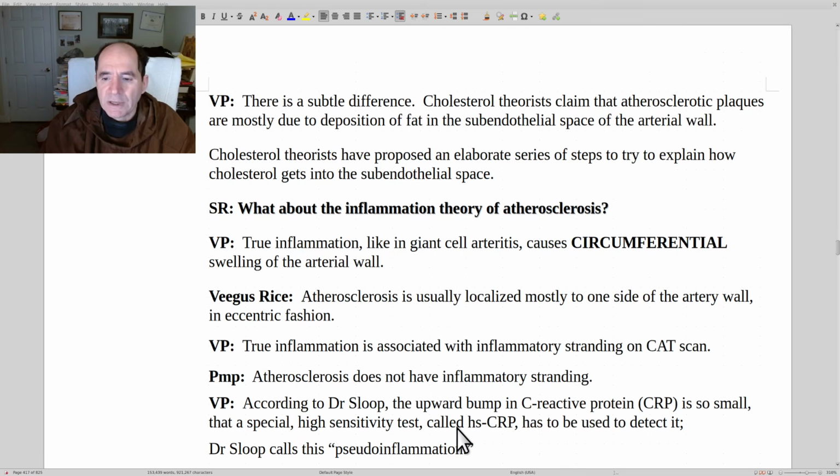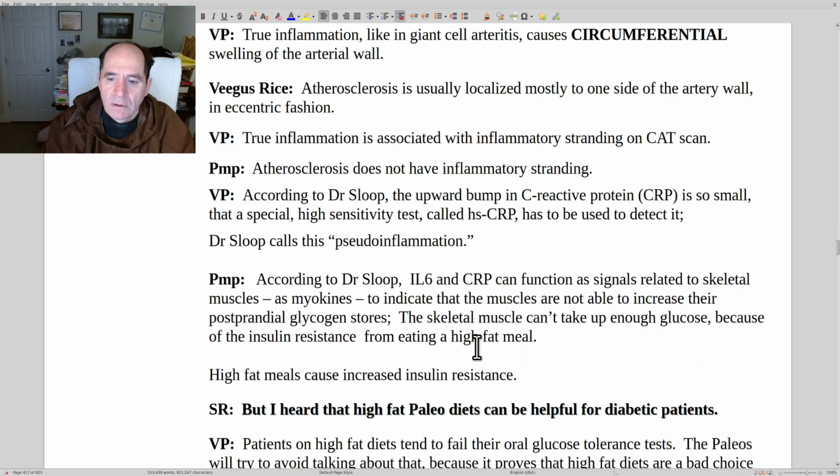Okay, and also Sloop says that C-reactive protein can be related to the muscles having depletion of their glycogen due to the insulin resistance associated with high-fat meals. He thinks it's functioning as a myokine signal of decreased glycogen in the skeletal muscle postprandial because of the insulin resistance. Okay, so that's kind of interesting.